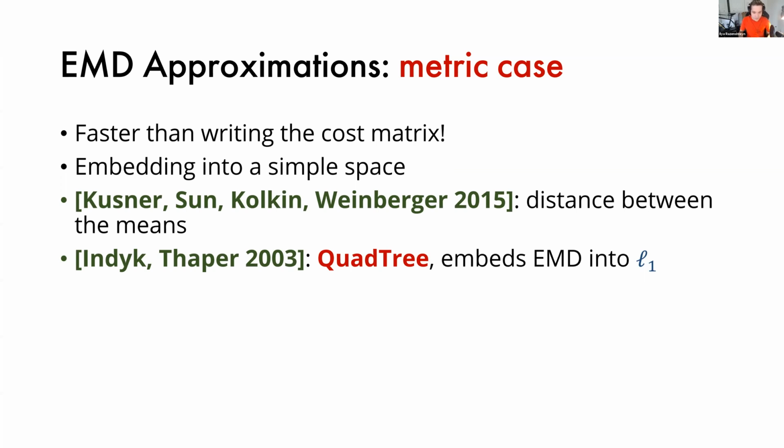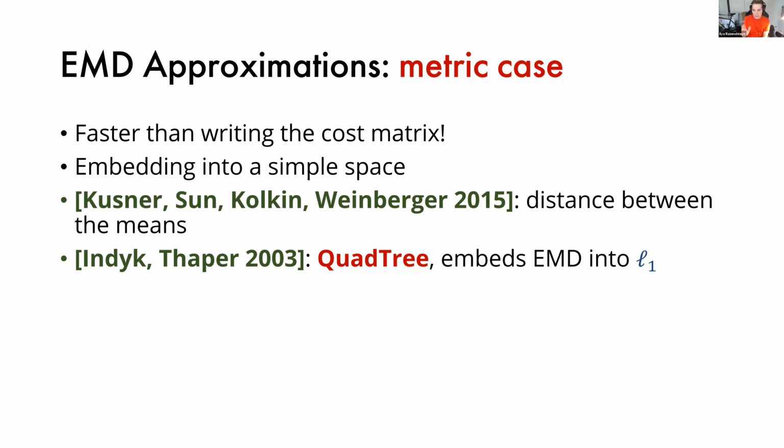If you want provable guarantees here, there is a classic algorithm by Indyk and Thaper from 2003. Basically, the algorithm is based on a QuadTree. Usually, if you talk to computational geometry people about QuadTrees, they are useful for low-dimensional problems and degrade as you increase the dimension. But for this problem, QuadTree actually works perfectly in high dimensions, and I will convince you of that very soon.